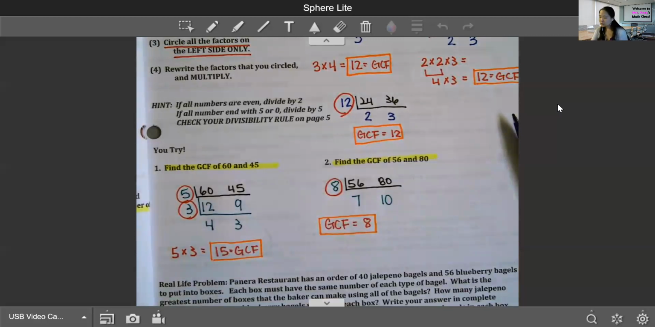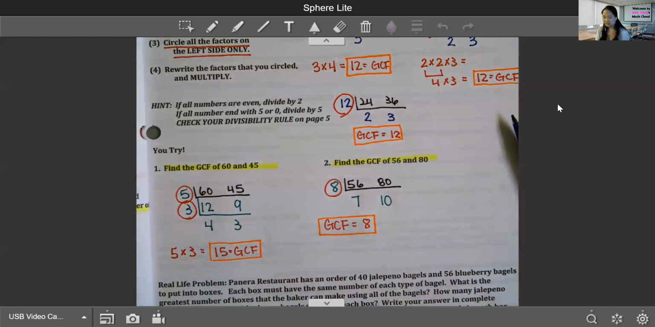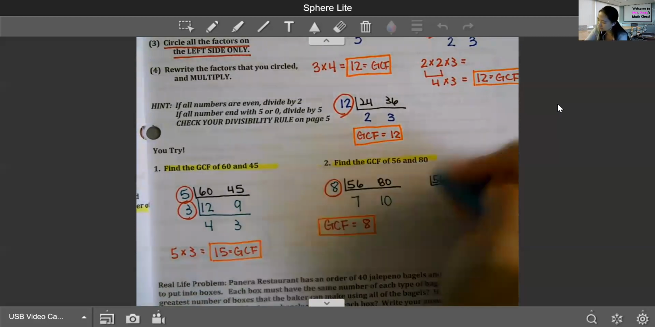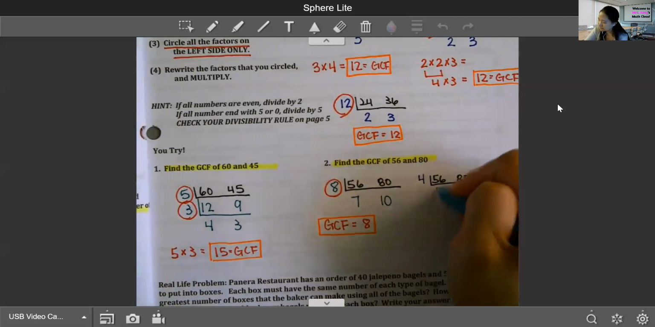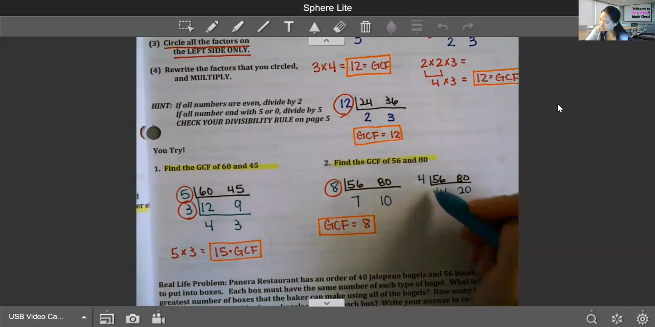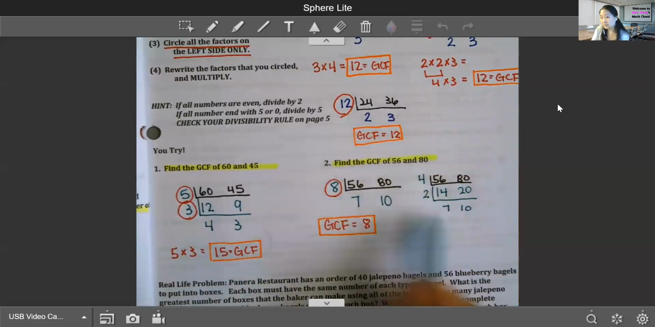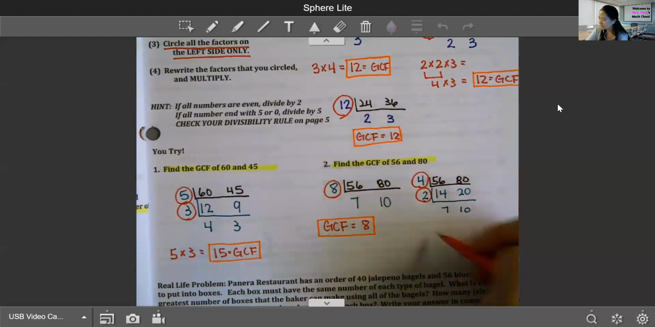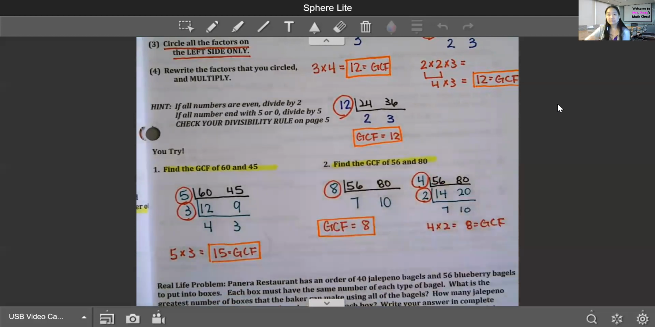All right. But you could have divided by, let's say, 2 or 4, and then you would divide one more time, and you would still get the same answer. Maybe I'll just quickly show you. So let's say you divide it by 4 instead of 8. Then you get 14 and 20. And then notice you still need to divide by 2, which gives you 7 and 10. It's the same number. You need to stop. You multiply the two numbers that you circle on the side, and the greatest common factor is 8.